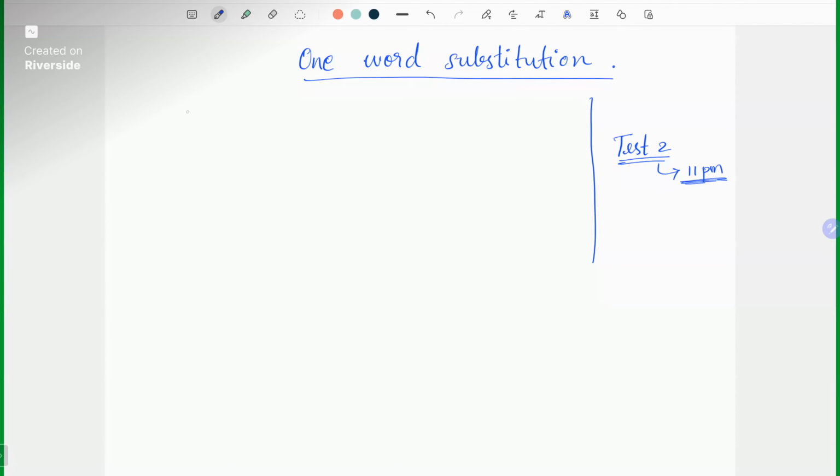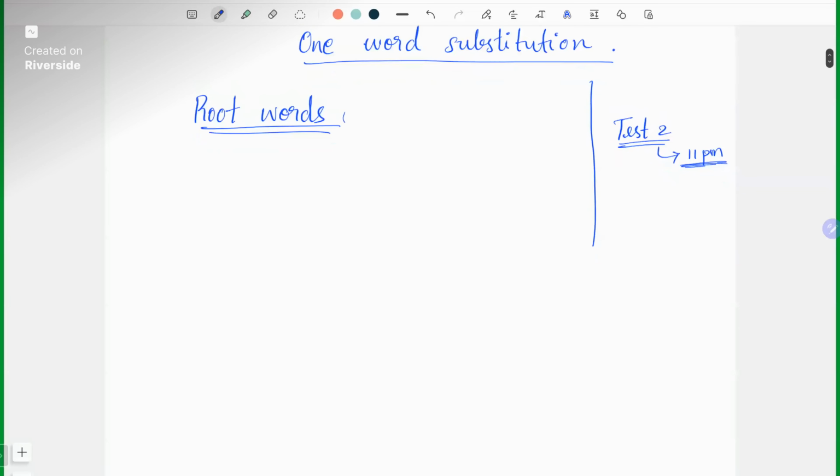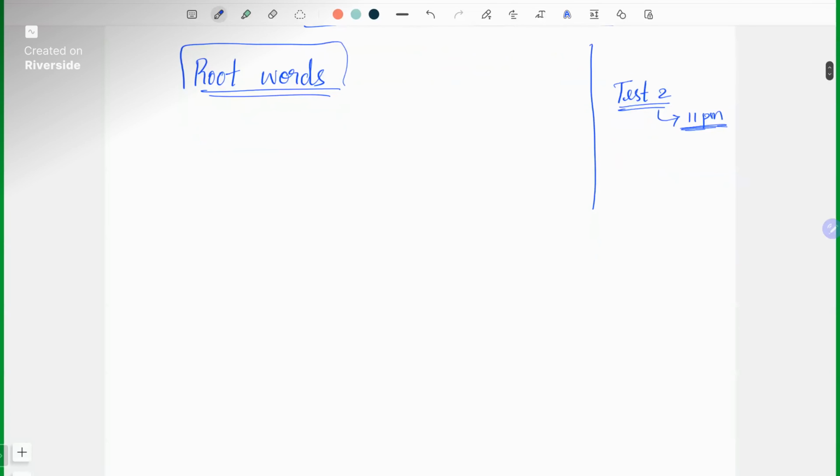We'll start with a few root words in English before going into one word substitution. Please listen carefully and make note of those root words, even with the examples which I'm going to say.